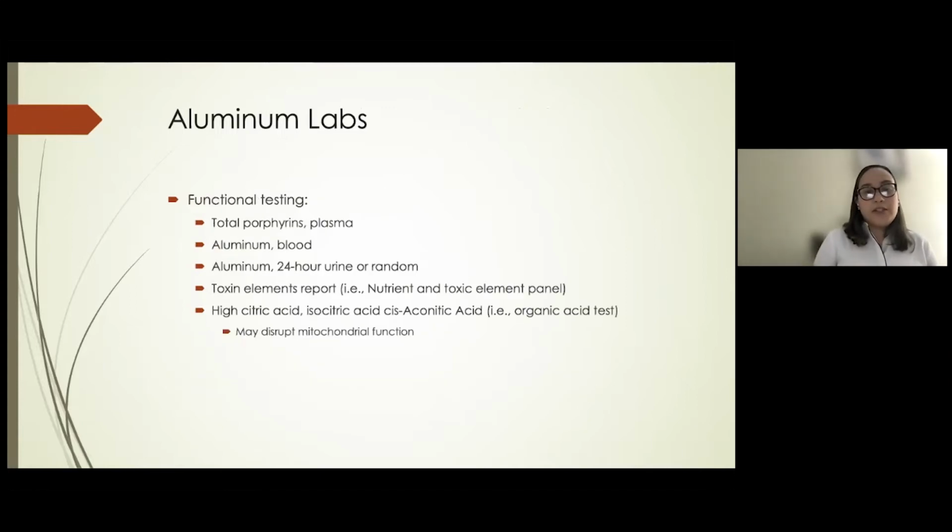So, some functional testing, there are some functional labs. Total porphyrins plasma is one of them. Blood aluminum, 24-hour urine or random urine. A toxic element report. You might want to do it with a chelating agent, right? You want to kind of challenge, right? You want to challenge the metals, get them out of the tissue so that you can get a true reading.